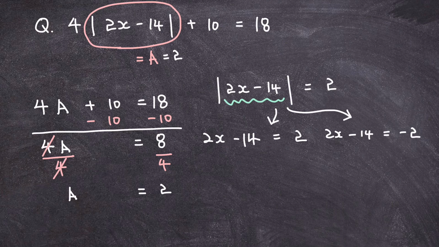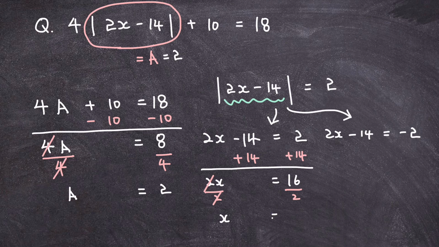For the first one, I am going to add 14 to both sides. If I do that, I get 2x is equal to 2 plus 14, which is equal to 16. And if I divide both sides with the coefficient of x, I can say that my x is equal to 16 divided by 2, which is 8. Now that's one part done.